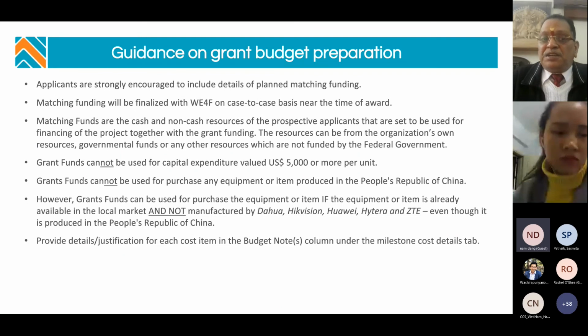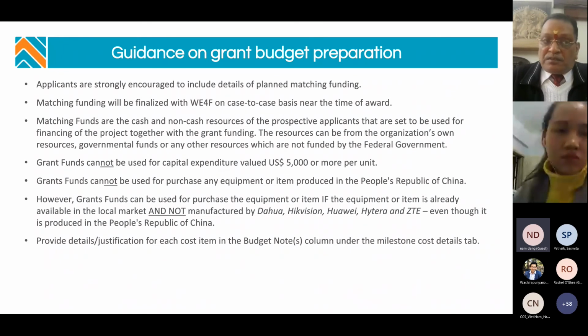$5,000 or more per unit means any capital expenditure that you propose under this grant should be valued at less than $5,000 per unit. It can be 5 units. So it's fine, like 4,000 times 5, $20,000 is fine. But the cost of one unit should be less than $5,000.